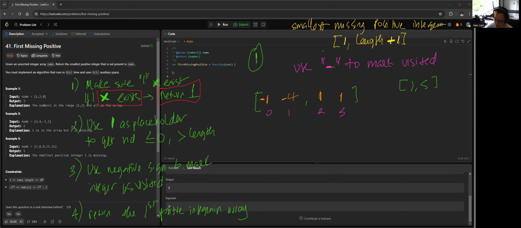Yeah, so we can just iterate through an array again, right? So if the number here at index 0 is positive, we're gonna return the length, right? If the number at index 1 is positive, we're gonna return 1, right? If index 2 is positive, we're gonna return 2, right? So in this case, the value at index 2 is positive, which means the first missing, which means the smallest missing integer is gonna be 2. So we return 2.